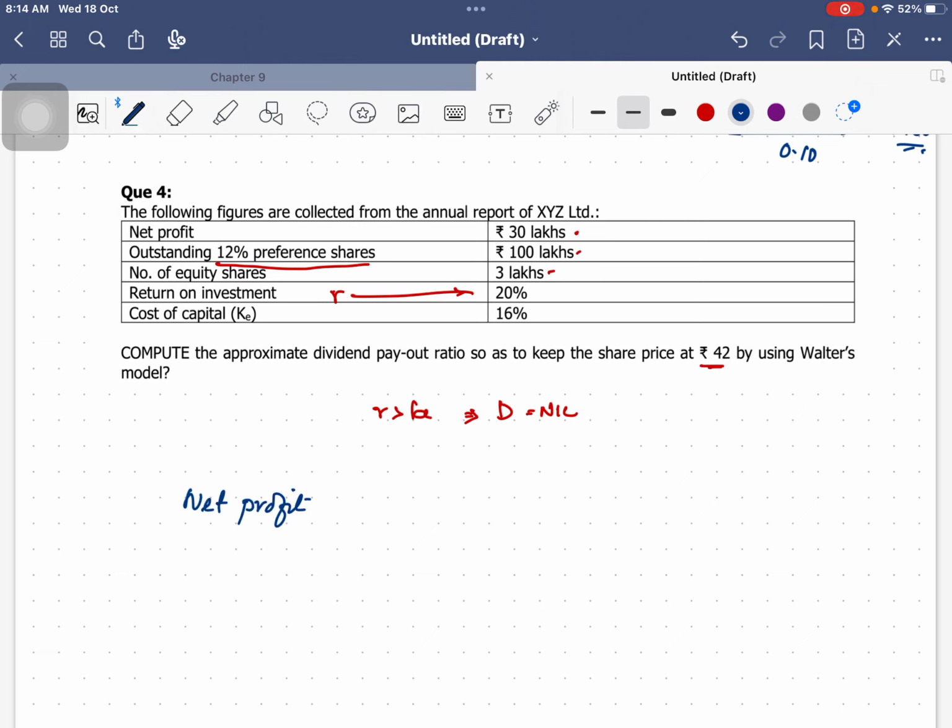Net profit is 30 lakhs, but this is the profit before preference share dividend. Now the preference share dividend has to be reduced, so less preference dividend. Preference dividend is how much? 12%. So 100 lakhs into 12% is 12 lakhs.